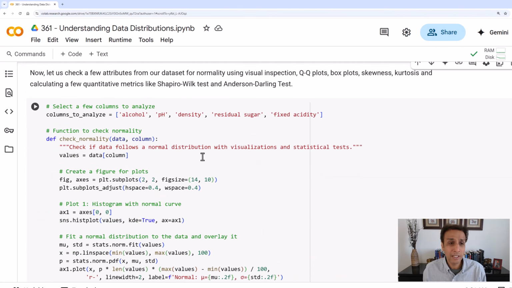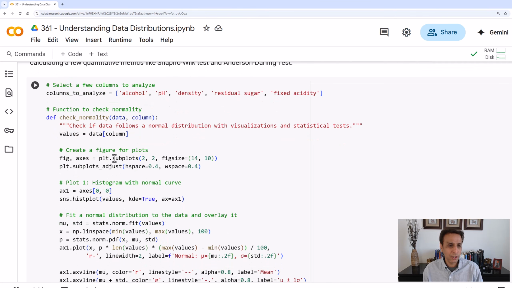Okay, let's now actually look at the real data. And instead of plotting all, let's just pick a few columns that we can analyze, like the amount of alcohol in the wine and the pH values and density, residual sugar, and fixed acidity. At least to some, even from basic chemistry class, we know what these mean. And here is a function to check normality.